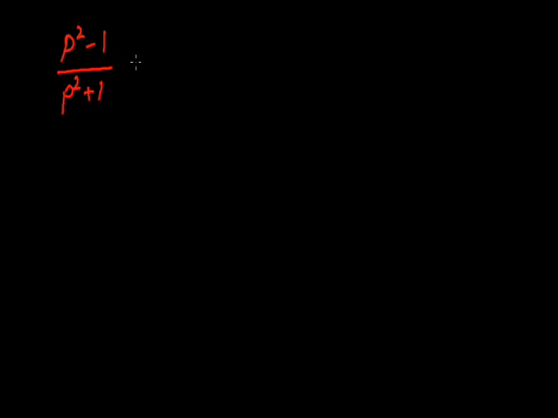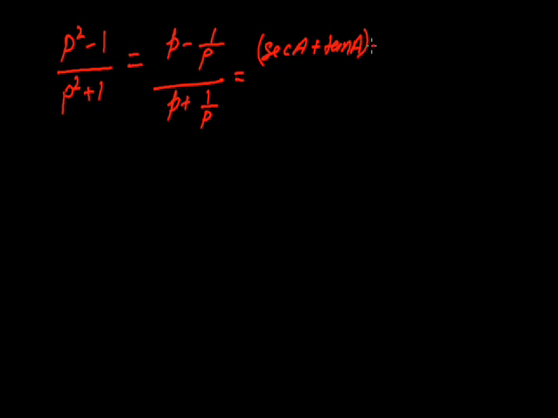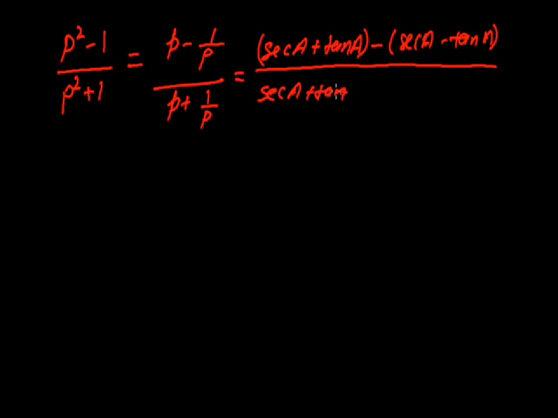If we divide both numerator and denominator by p, then we would have p minus 1 upon p whole upon p plus 1 upon p. Now by substituting the appropriate values of p minus 1 upon p and p plus 1 upon p, we have sec a plus tan a minus sec a minus tan a whole upon sec a plus tan a plus sec a minus tan a.